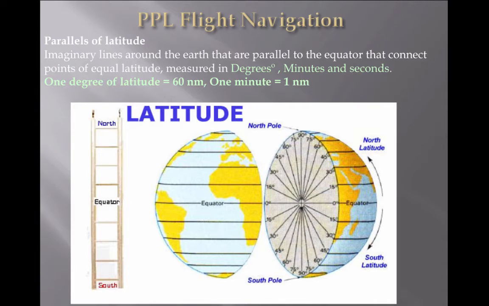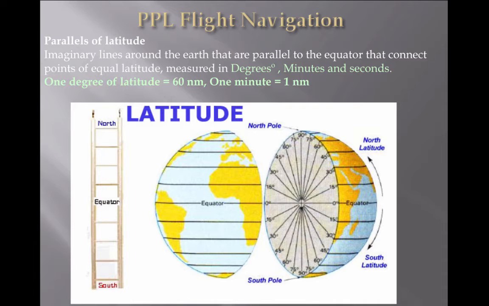Parallels of latitude are defined as the imaginary lines around the Earth that are parallel to the equator that connect points of equal latitude measured in degrees, minutes and seconds. 1 degree of latitude is equal to roughly 60 nautical miles, and 1 minute is equal to 1 nautical mile. We'll use this a lot later on in flight planning.